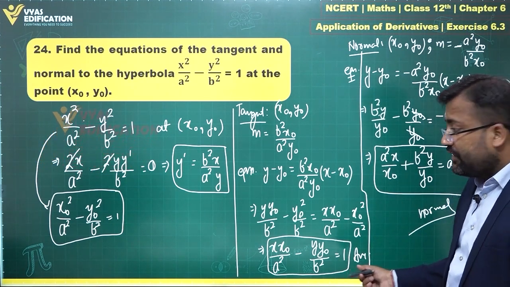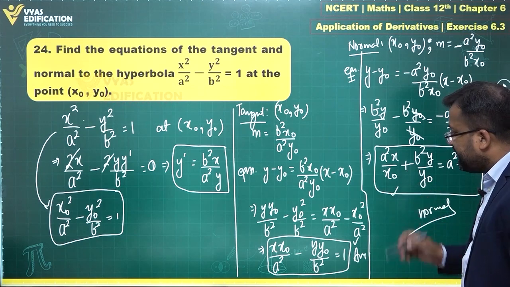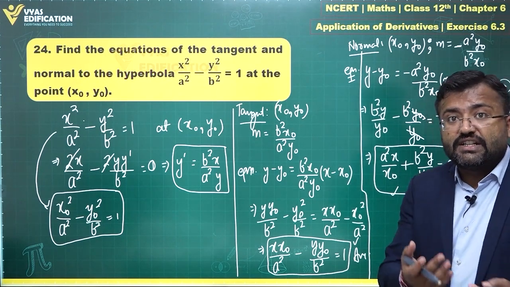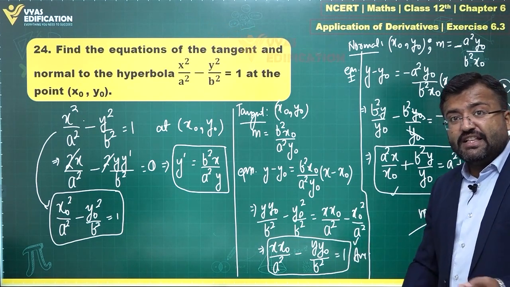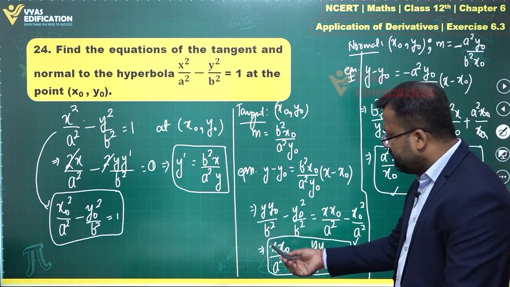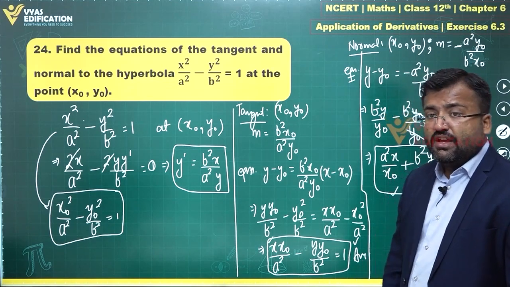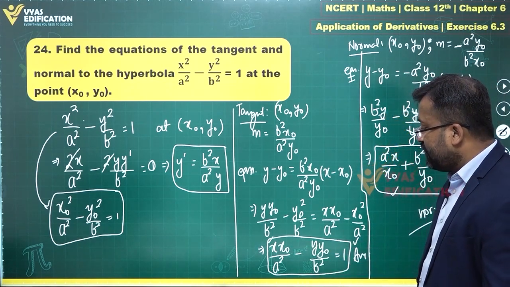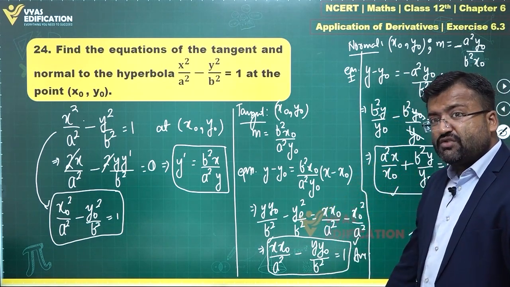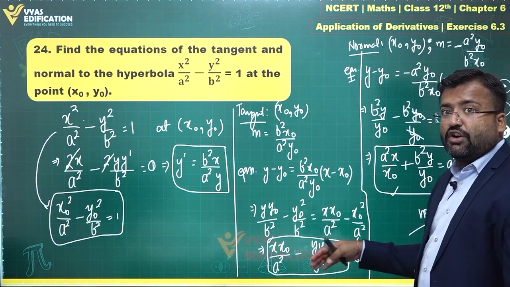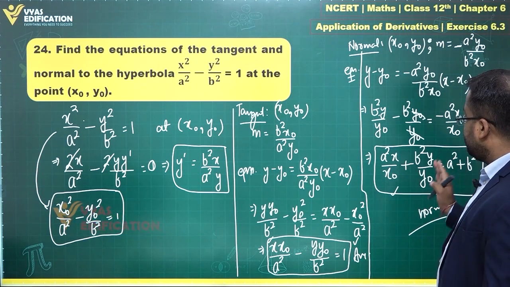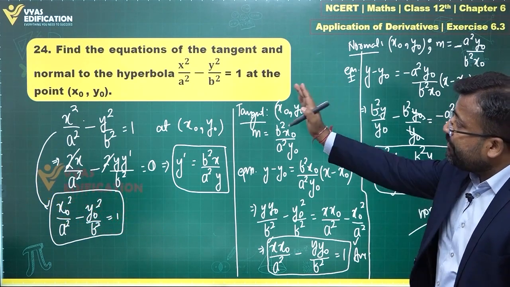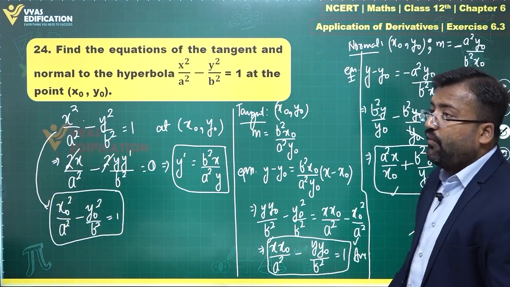That is the required equation of normal. You can memorize this to solve questions in future examinations, competitive exams if you are appearing for those. Otherwise, from the point of view of NCERT, these derivations are important. Nothing much is important other than that. This is x x0 upon a square minus y y0 upon b square equal to 1. This is a square x upon x naught plus b square y upon y naught is equal to a square plus b square. That's the equation of normal to this hyperbola at the point x naught comma y naught.